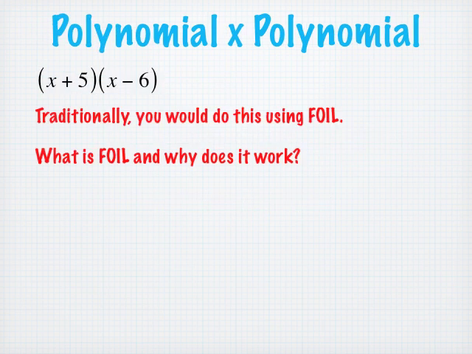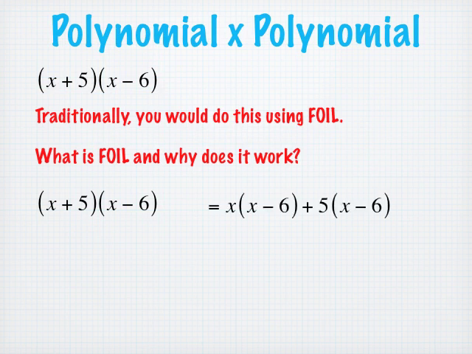Traditionally, we do this using FOIL. Now, if you've not heard of FOIL, that's okay. I'm going to go back and explain FOIL, both to those that have never heard of it and to those that have, to see actually why it works. Let's say that we had x plus 5 times x minus 6. I'm going to kind of distribute that x minus 6 to each term in that first set of parentheses. I could do the same thing by distributing the x plus 5 to that set of parentheses, but then I won't get FOIL out, I'll get FEOL out, and I want it to spell FOIL.